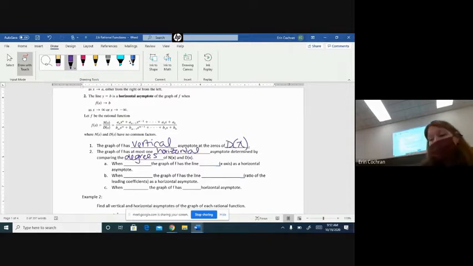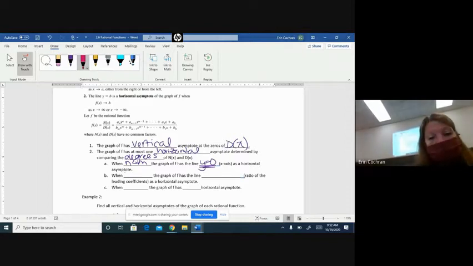When the numerator's degree is less than the denominator's degree, you will have the line y equals 0, the x-axis, as a horizontal asymptote. So if the degree of the numerator is less than the degree of your denominator, you will have a horizontal asymptote at y equals 0.